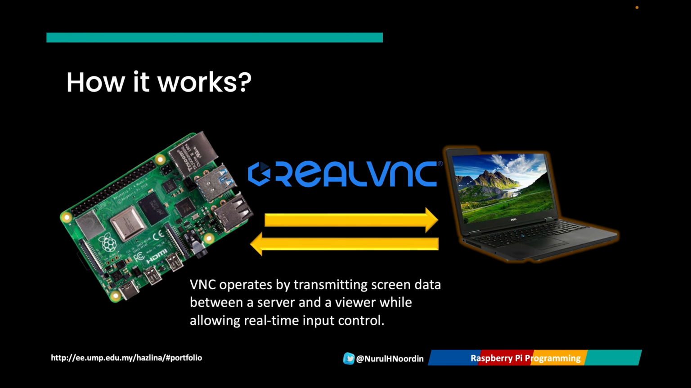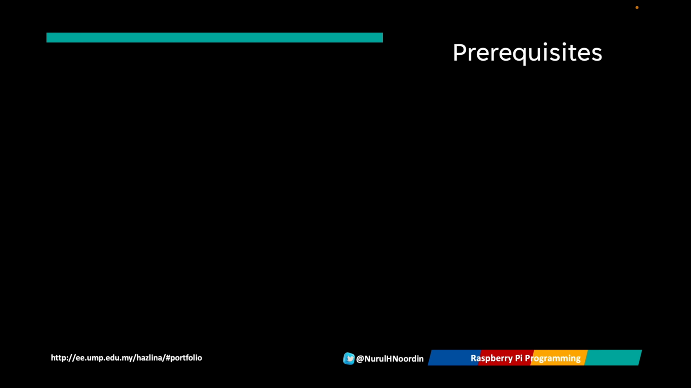VNC or Virtual Network Computing operates by transmitting screen data from the Raspberry Pi, which acts as the server, to a remote device running the viewer. At the same time, it allows real-time input control, meaning you can interact with your Raspberry Pi just as if you are using it directly. When you move the mouse, type on the keyboard or execute a command, the actions are sent back to the Raspberry Pi over the network.